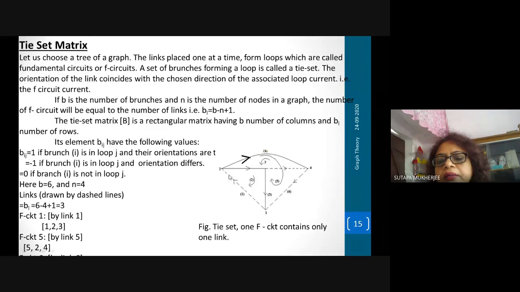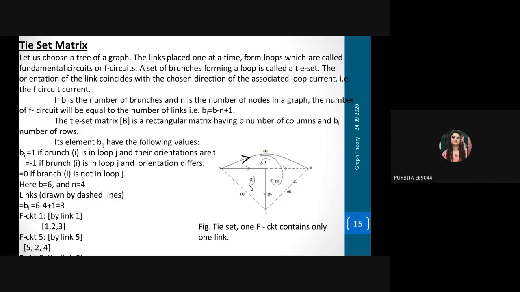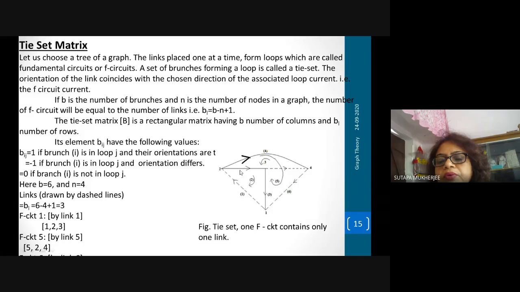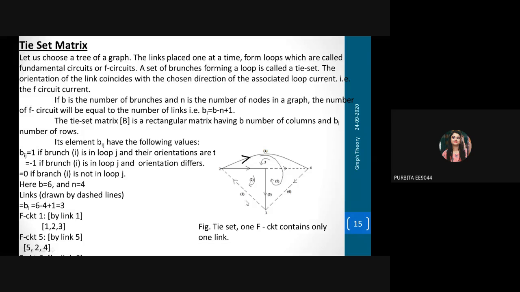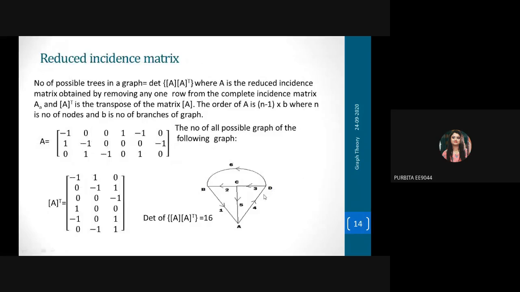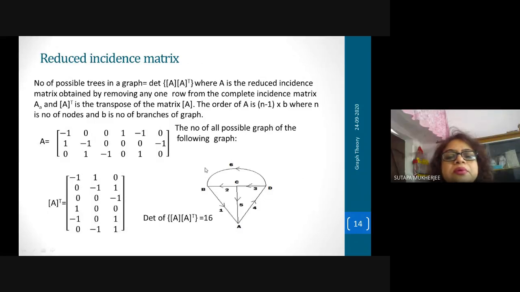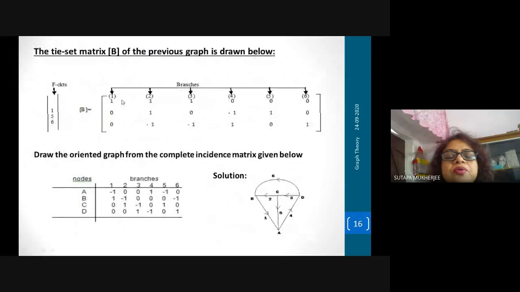Then this loop 1 is associated with how many branches? Yes, ma'am. Which branches is it associated with? Branch 1, 2 and 3. Okay, now it is clear. You have to go horizontally. I'm sorry, you have to go horizontally.